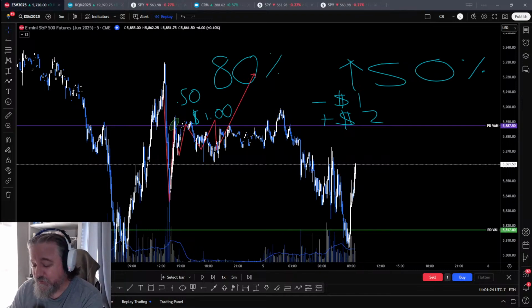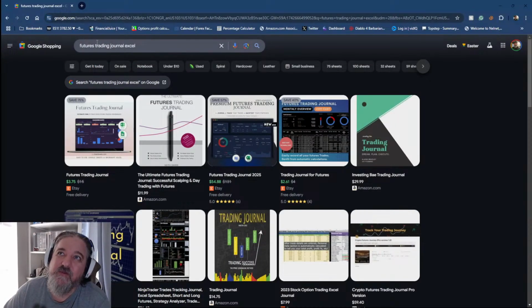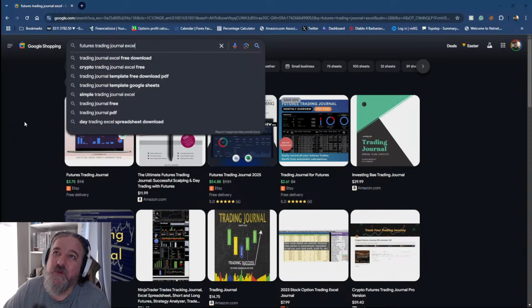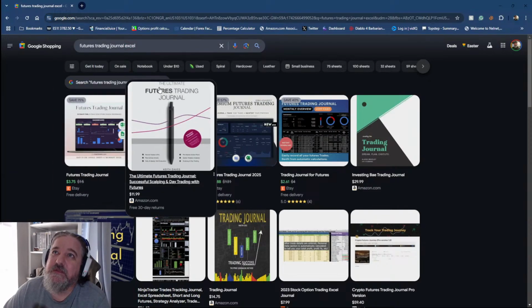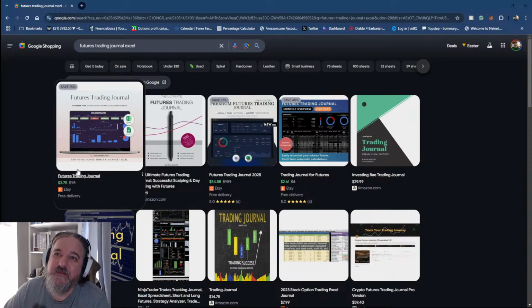There's a few ways that you can journal. If you just go to Google, how you word this will depend on what you're trying to do. If you're a futures trader, you type in futures trading journal, and then the keyword is Excel. You want a digital journal, you don't want a pen and paper journal. And then you click on shopping in Google, and you'll see here, there's a futures trading journal for $3.75.